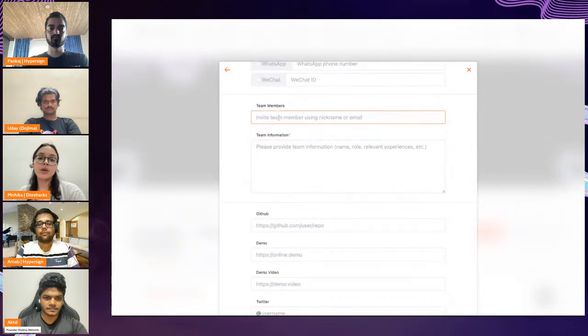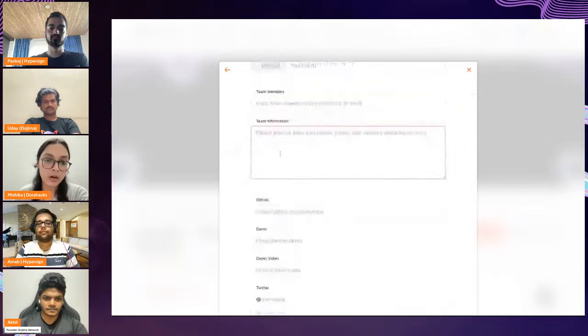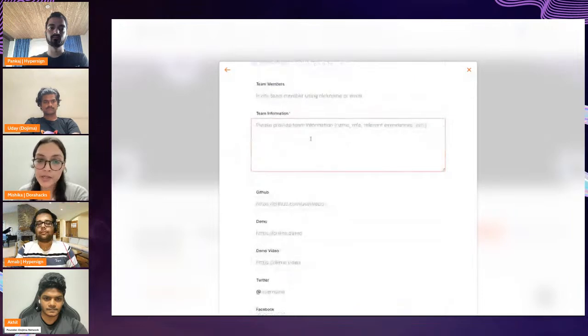Team members. What you can do over here is type the email ID of your team members and send them an invite. Once you enter the email ID of the team member and click enter, an email will be sent to that team member with the link of your biddle, and they will be asked to log in.